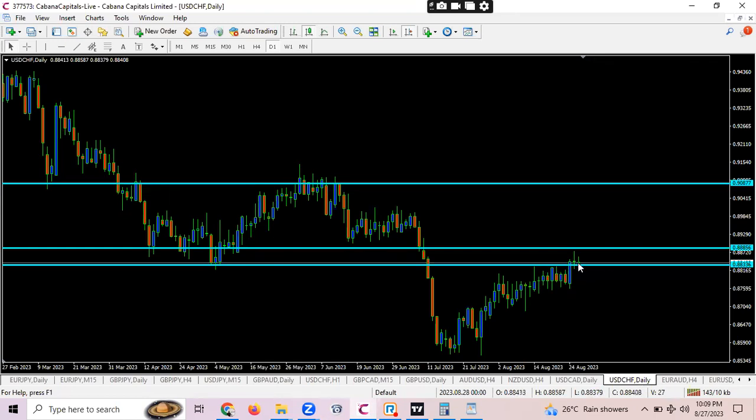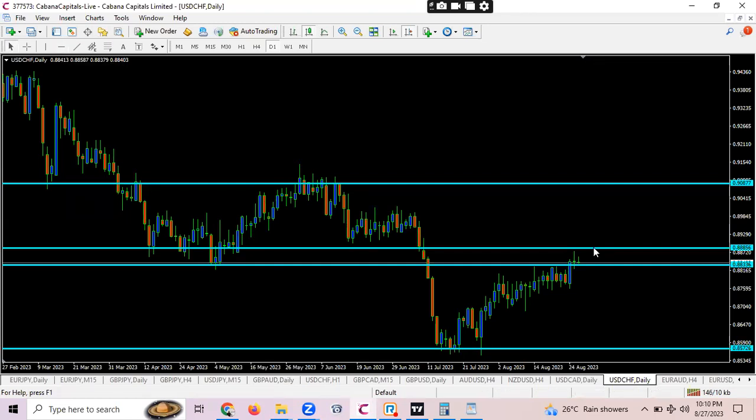Okay, so we won't just jump in and start selling. We should wait for Monday candle to close bearish. That will be the best time to consider selling. If the Monday candle closes bearish, we can consider selling USDCHF, and this support should be our next target.